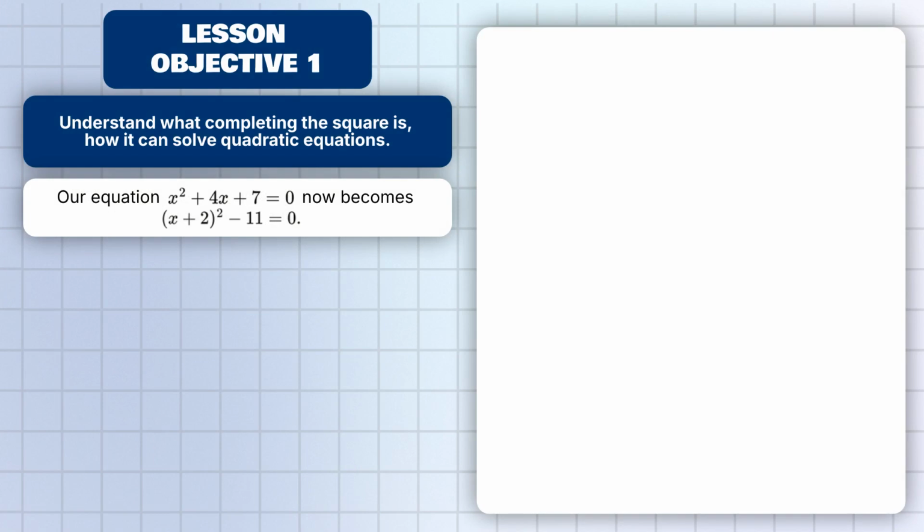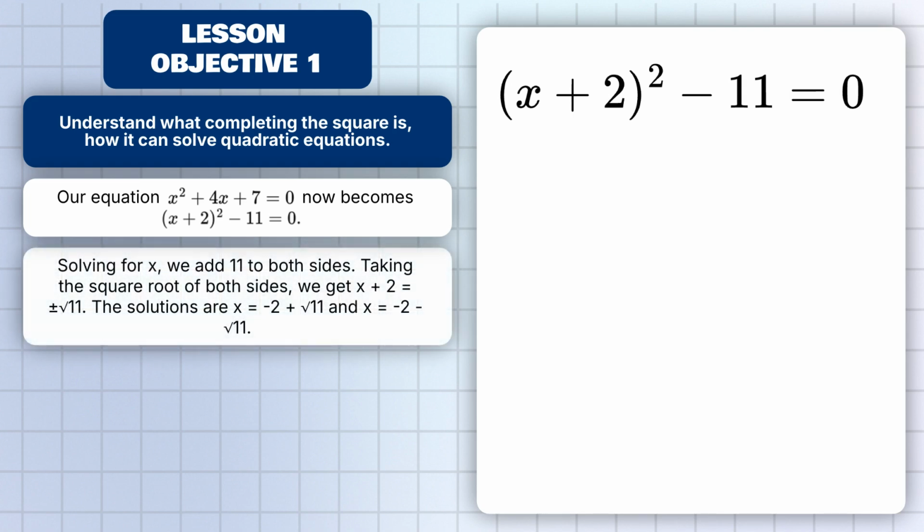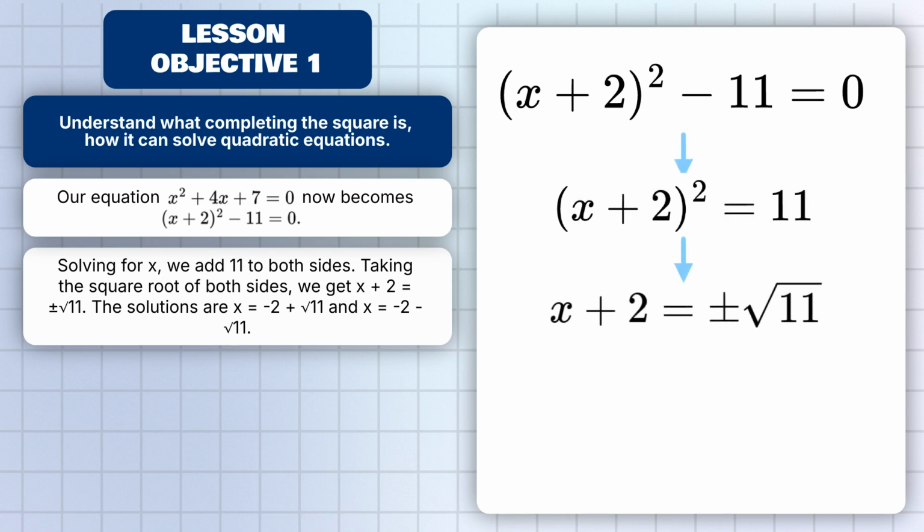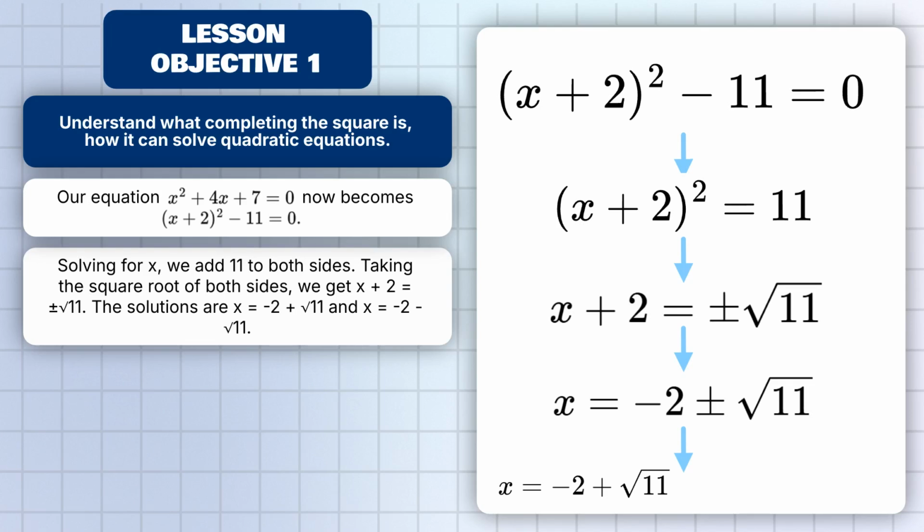Our equation x squared plus 4x minus 7 equals 0 now becomes (x + 2) squared minus 11 equals 0. Solving for x, we add 11 to both sides. (x + 2) squared equals 11. Taking the square root of both sides, we get x plus 2 equals plus or minus the square root of 11. Make sure to not forget the plus or minus, since we do not want to miss out any solutions. Finally, rearranging for x, we get x equals minus 2 plus or minus root 11. So the solutions are x equals minus 2 plus root 11 and x equals minus 2 minus root 11.